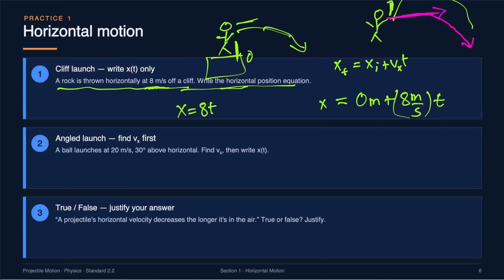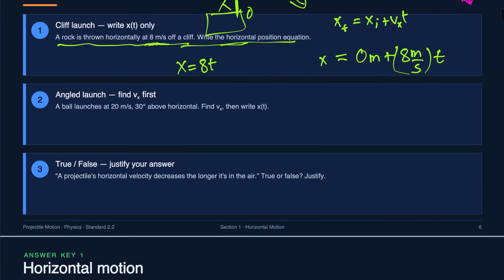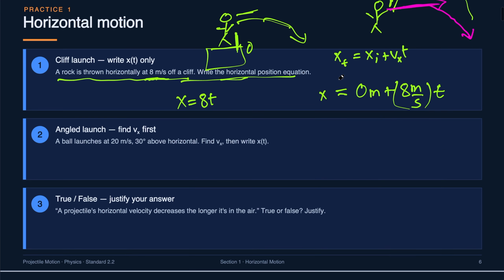So the next question is: a ball launches at 20 meters per second, 30 degrees above the horizontal. So the horizontal x-axis is here, 30 degrees, and the vector magnitude is 20 meters per second. Find Vx, then write x of t.